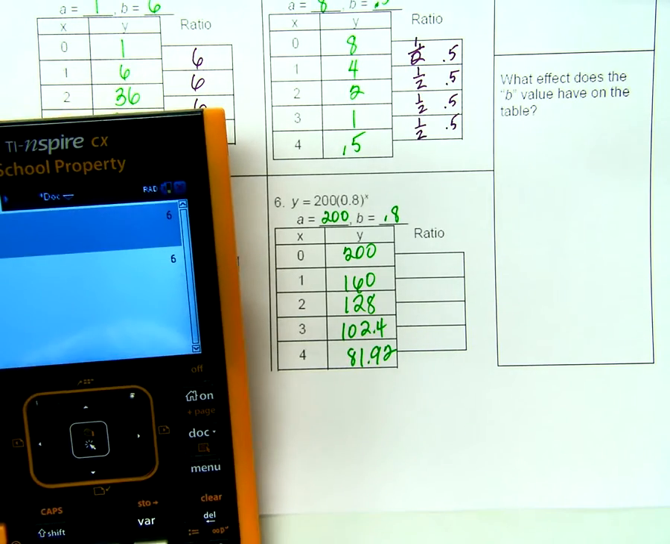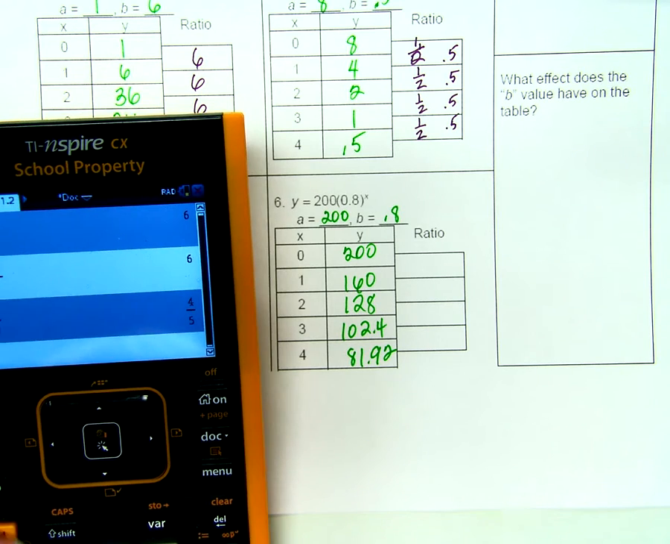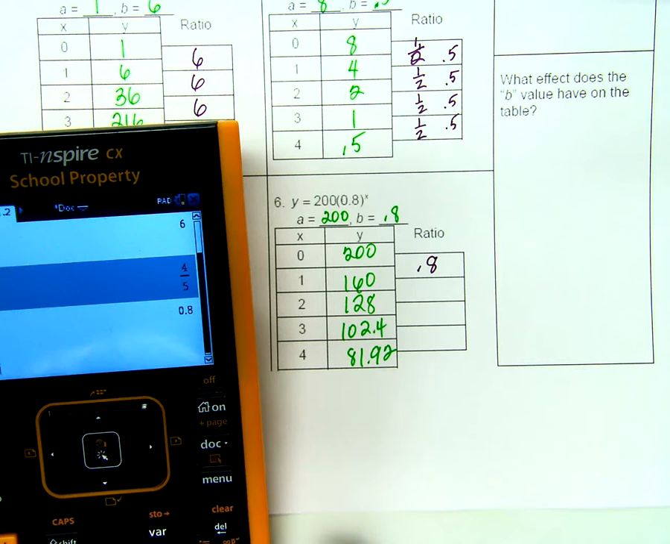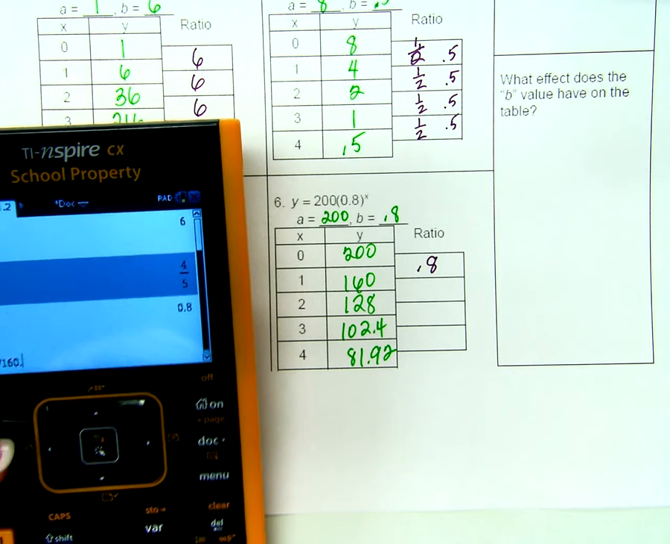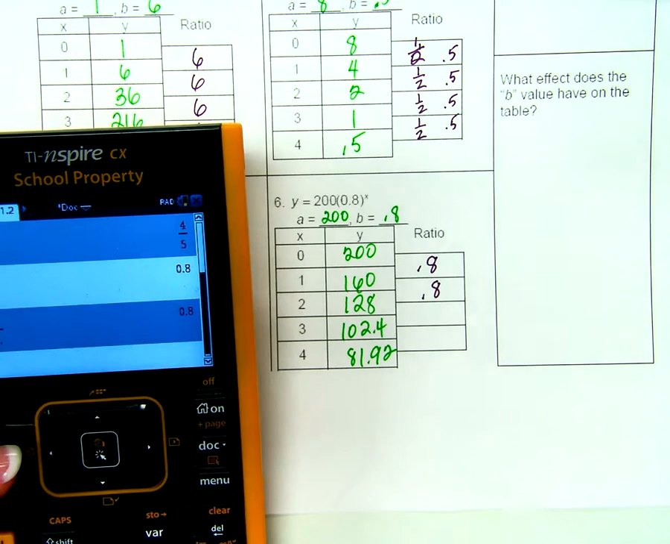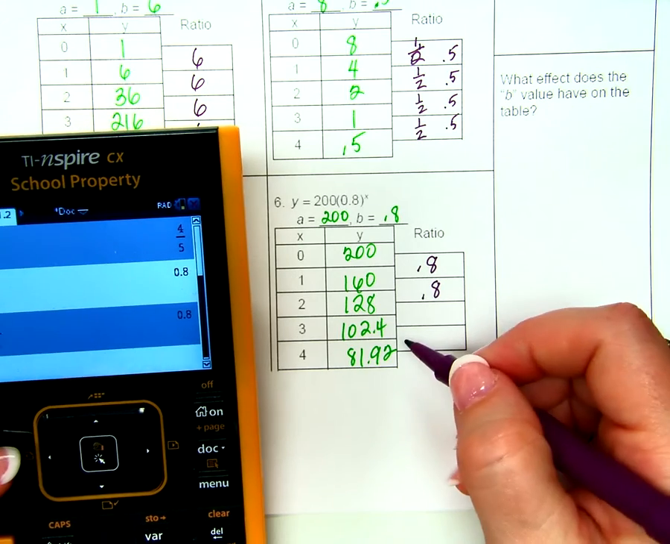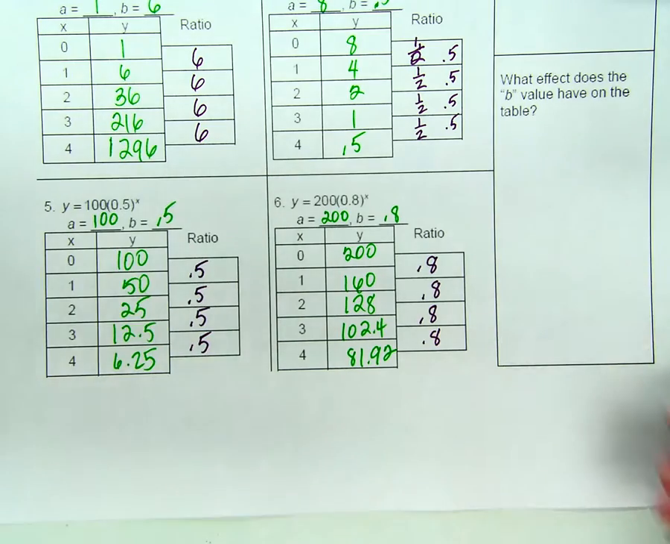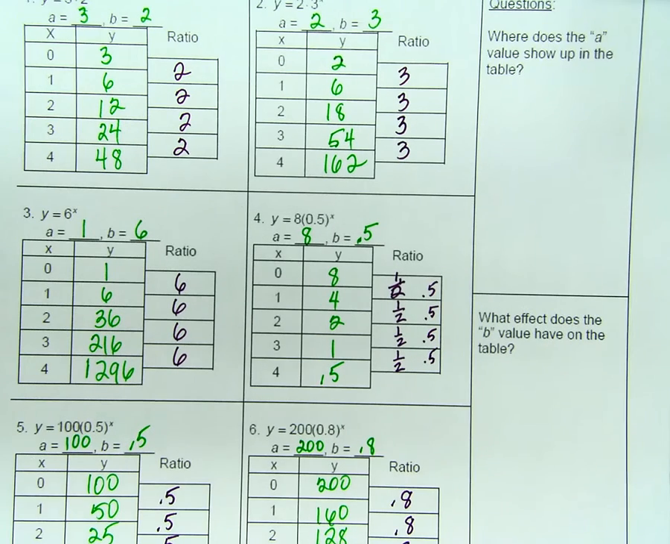160 divided by 200, 0.8. 128 divided by 160, 0.8. Somebody have the last two yet? I see you guys working. 0.8 and 0.8. Good. Tell me what you just said a minute ago. B is the ratio? Every time? Seems like it.